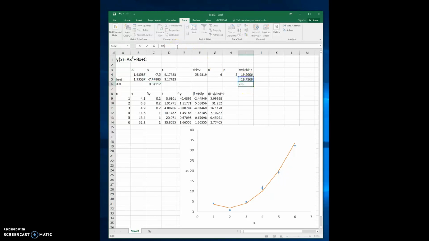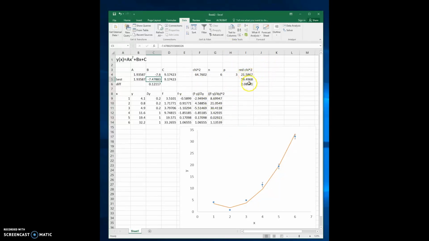So here equals this. Okay, so we've increased it by 0.06, and we could keep going, minus 7.6, right? And that, whoa, that's minus 7.6. Okay, so that was too much. And so we could keep going by hand, but there's a lot better way to do that.